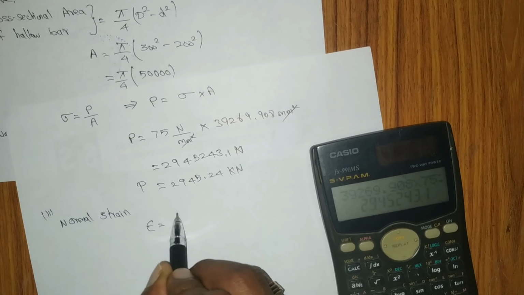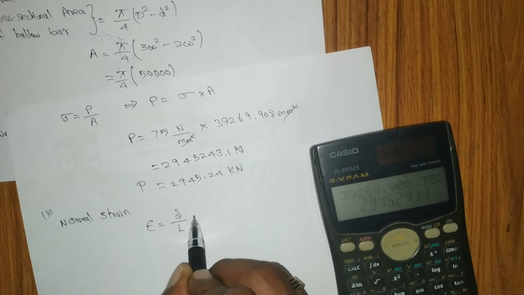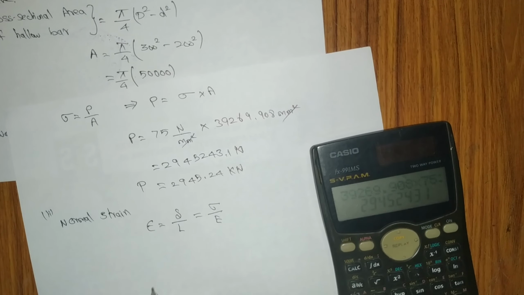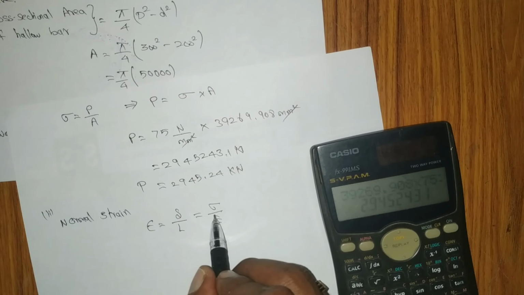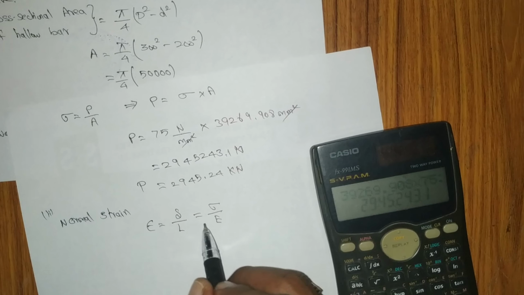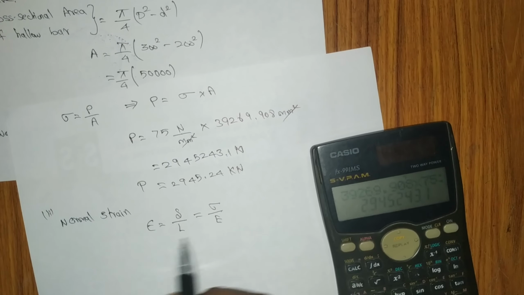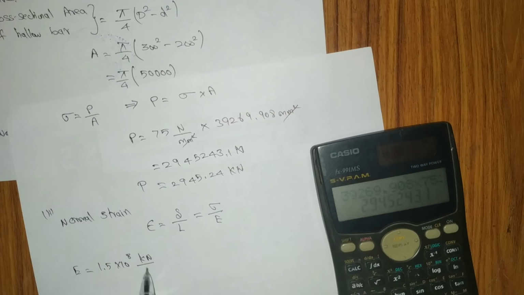Strain is the change in length divided by the original length. We can also write it as strain equal to stress by Young's modulus. So what is the strain we have? The given value is 5 into 10 to the power of minus 4. Now we apply E: from the given data, E equals 1.5 into 10 to the power of 8 kilonewton per meter square.